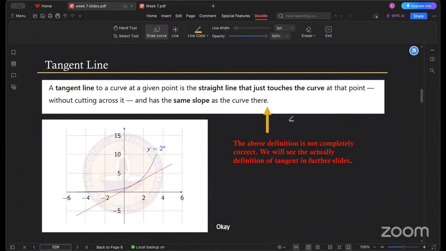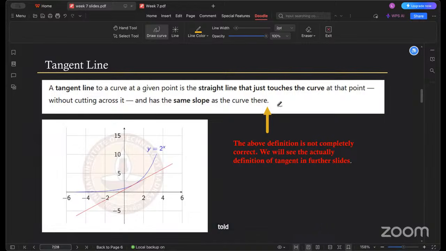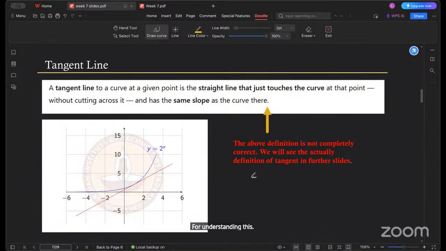All right. So then we are looking at what tangent lines are. A tangent line to a curve at a given point is a straight line that just touches the curve without crossing it, and has the same slope as the curve. This is what is usually told in your school days, right? But usually this is not the definition we are going to look at in this course. We will use some limiting definitions for understanding the tangent.